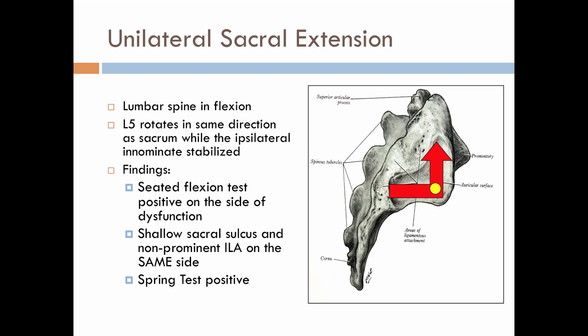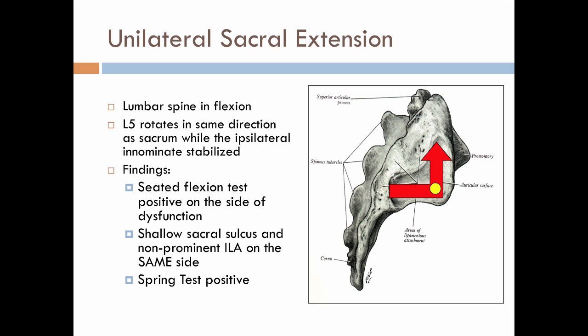Unilateral extension, the spine is more likely to be in flexion because the sacral base is extended. Again, L5 is going to rotate in the same direction as the sacrum because this is primarily an SI joint dysfunction, not a lumbosacral dysfunction. The seated flexion test is positive on the side of the dysfunction. The palpatory findings on the dysfunctional side will be a shallow sulcus and a non-prominent ILA, although we will usually note the deep sulcus and prominent ILA on the opposite side.